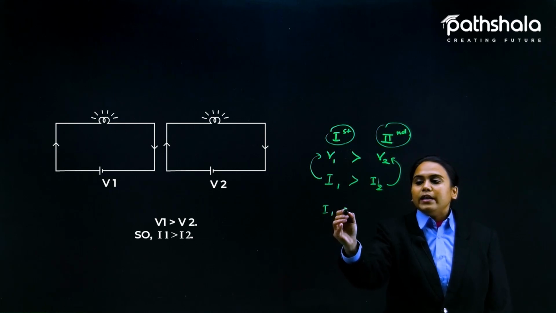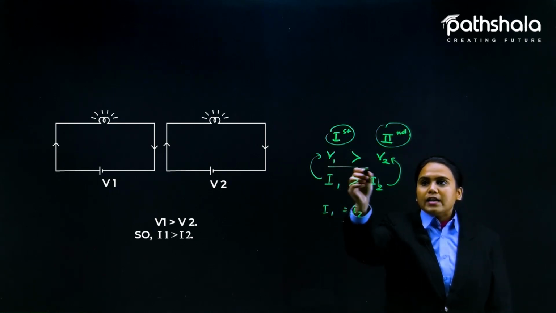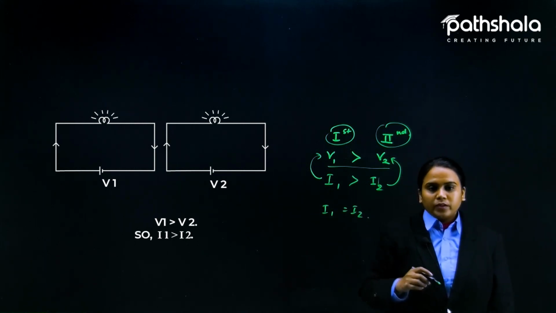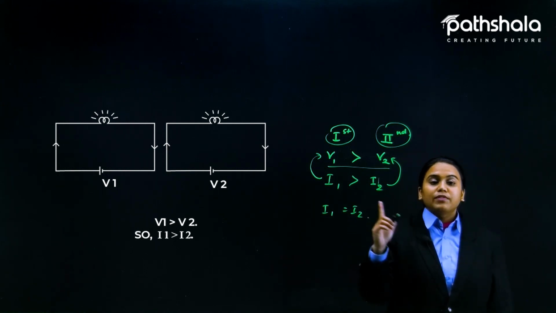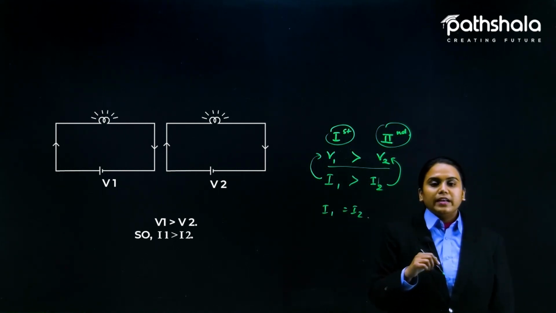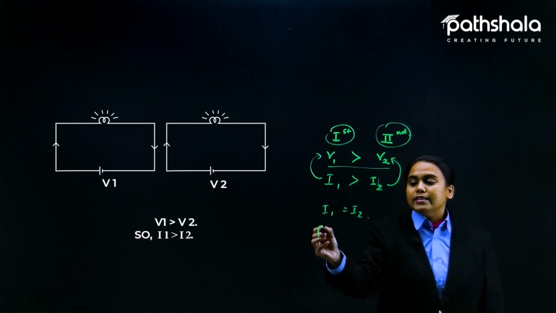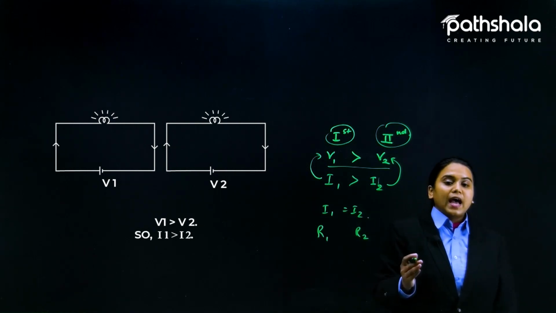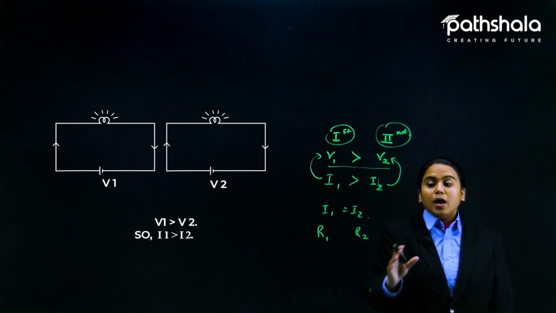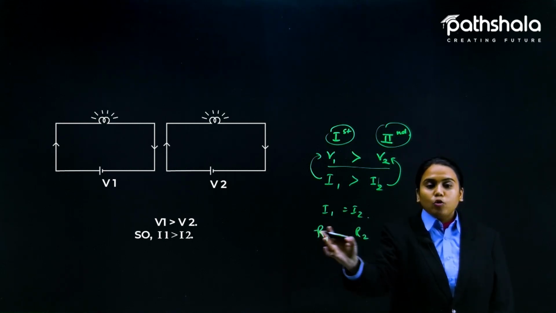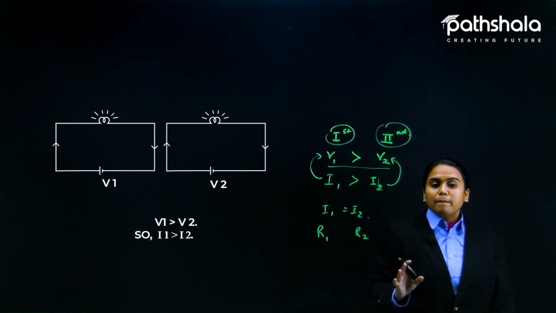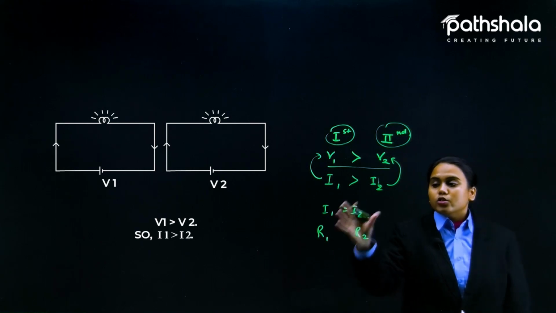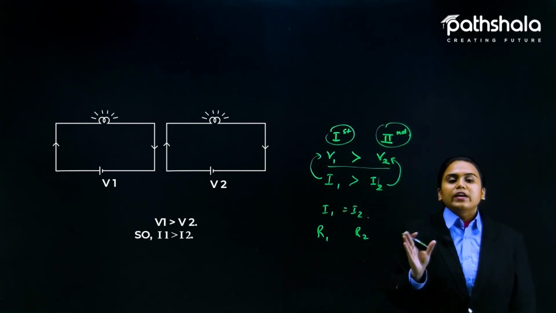Could I1 be equal to I2? If we are saying that V1 is greater than V2, could I1 be equal to I2? Yes, it can be if the resistance value is different. If the resistance R1 and R2 applied by the bulbs are different, then we can say that I1 and I2 can be equal. But if the resistance values are different from each other, like R1 is something and R2 is something, then your current value will come out according to that.